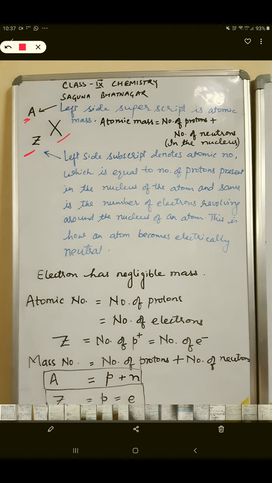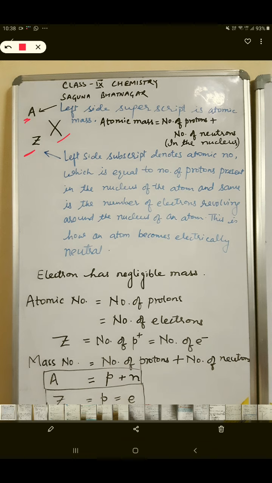Z is also the number of electrons revolving around the nucleus of an atom. Okay, so what is Z? Z is atomic number, students. This atomic number is given by number of protons present in the nucleus. It is written on the board, so you will not have any problem.